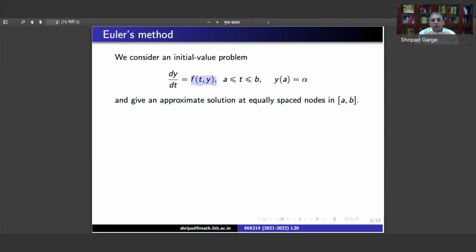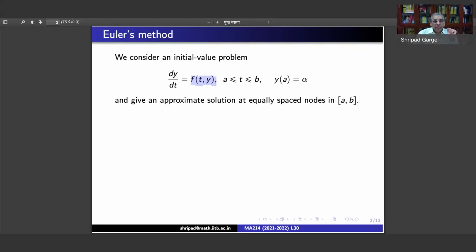And what we then do is give an approximate solution at equally spaced nodes in [a, b]. We are not giving a function. What we are doing is that at various points inside this interval [a, b], we give the approximate value that the function would have.